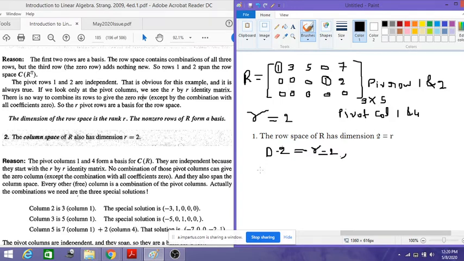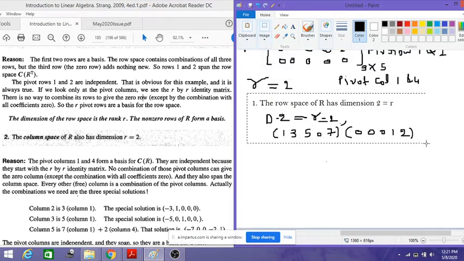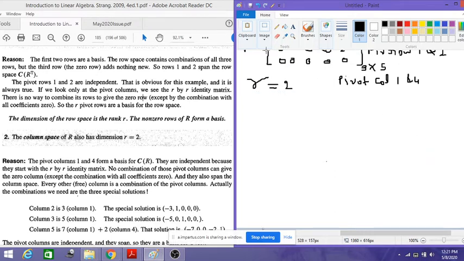We talked about the basis vector in the previous tutorial. In terms of row vectors, 1 3 5 0 7 is one of the basis vectors, and 0 0 0 1 2 is the other basis row vector. Okay, so this is one point. Then I'll erase this and we'll talk about the second subspace.